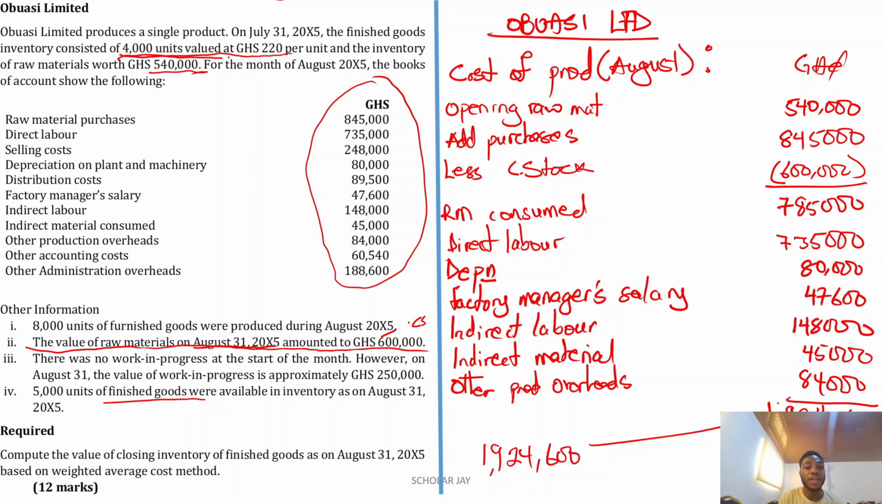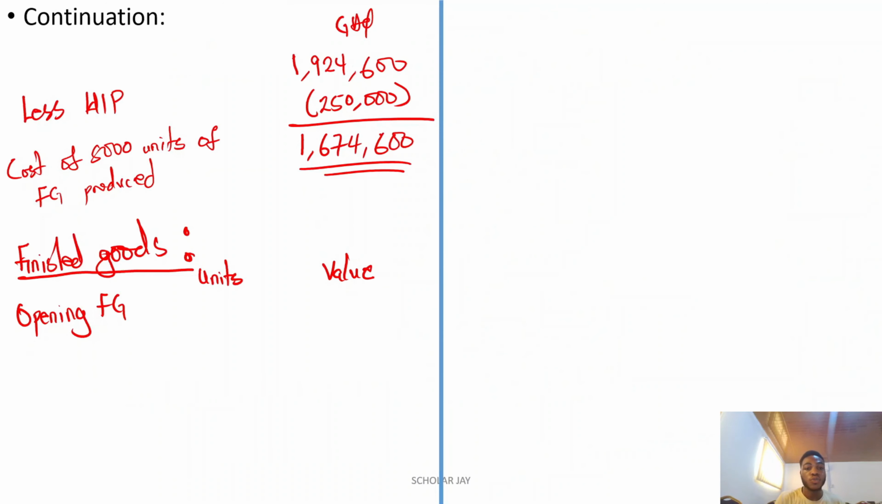They mentioned that on July 31st, 20x5, so July 31st, we are in August. So the closing for July is the opening for August. Is that not it? So the opening finished goods, that's 4,000 by 220. So the units are 4,000. Is that not it? So 4,000 times 220. That will give us 880,000.